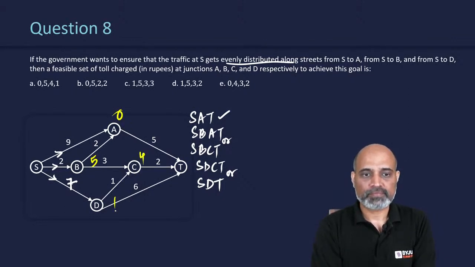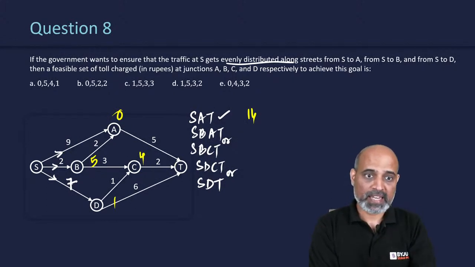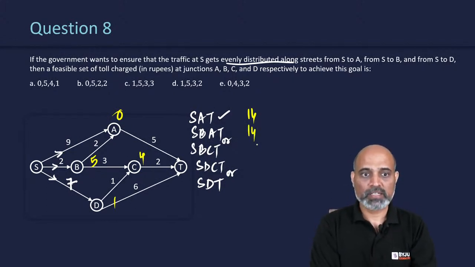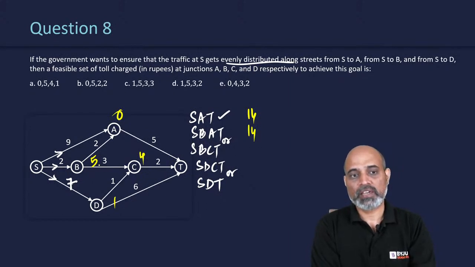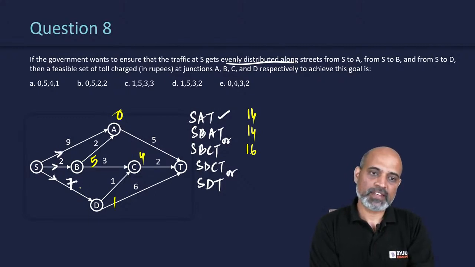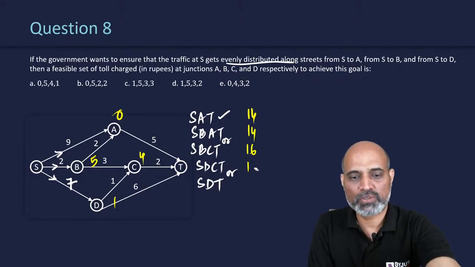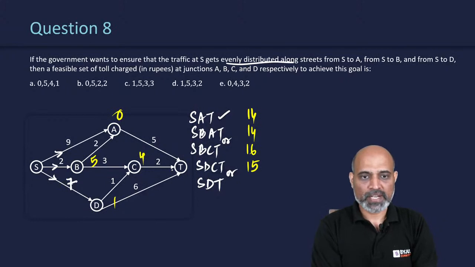0541. So if you look at SAT, this is going to be 14. If you look at SBAT, this is also going to be 14. If you look at SBCT, this is going to be 9 plus 7, 16. SDCT is going to be 7 plus 3, 10 plus 1, 14. No, it will be 15. There is one below also, no? 15. And if you look at SDT, this is 7 plus 1, 8, 8 plus 6, 14.